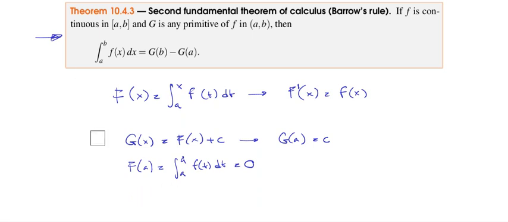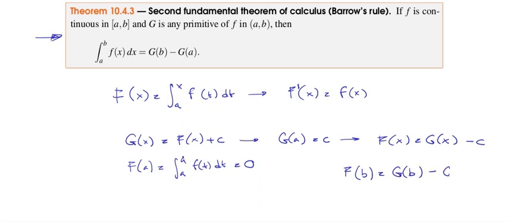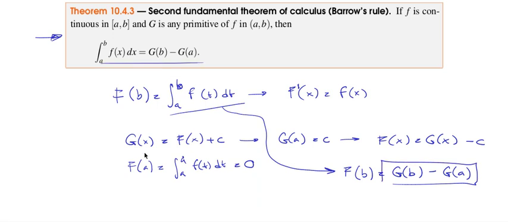So from this we can derive that F of x is g of x minus c. So F at b is g at b minus c, but c is g at a. So the integral between a and b, which is F at b, is equal to this. And we have the statement of the theorem.